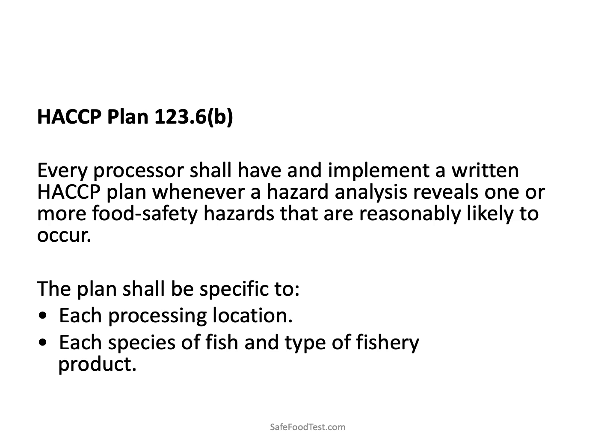123.6(b) states, every processor shall have and implement a written HACCP plan whenever a hazard analysis reveals one or more food safety hazards that are reasonably likely to occur. The plan shall be specific to each processing location, and the plan shall be specific to each species of fish and fishery products. The plan may group types of fish and fishery products together if the hazards and controls are the same.